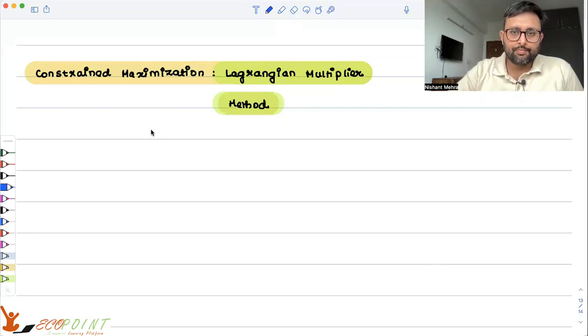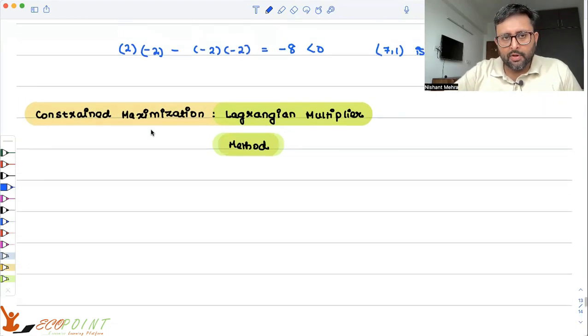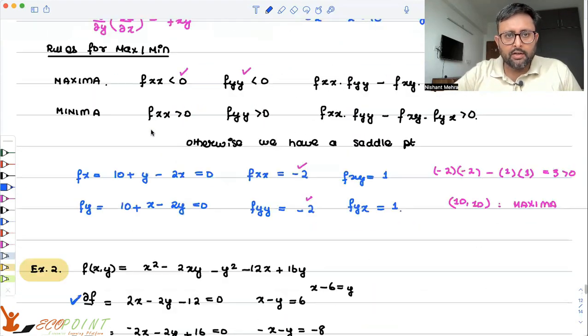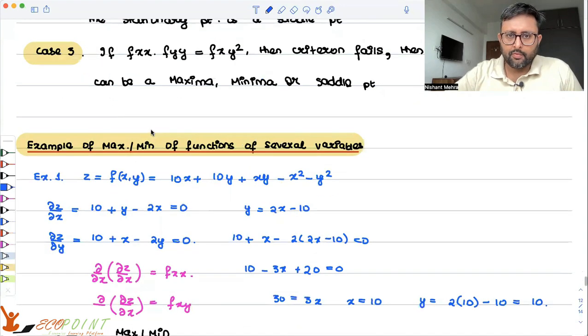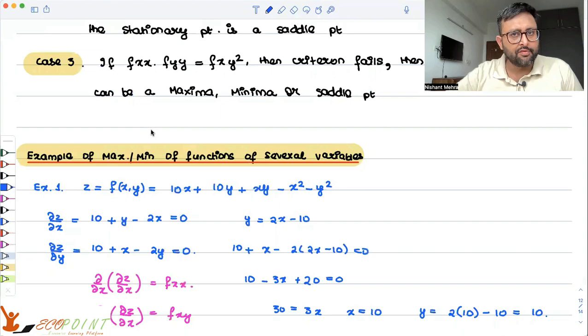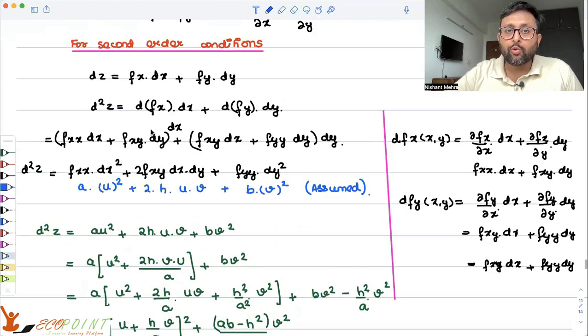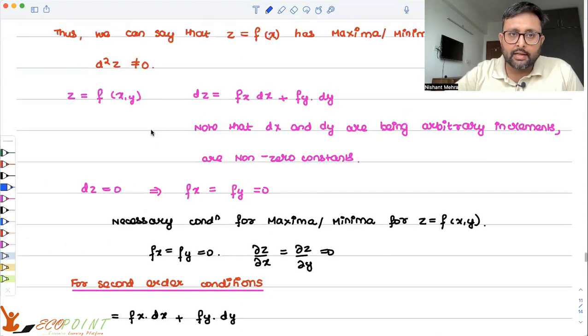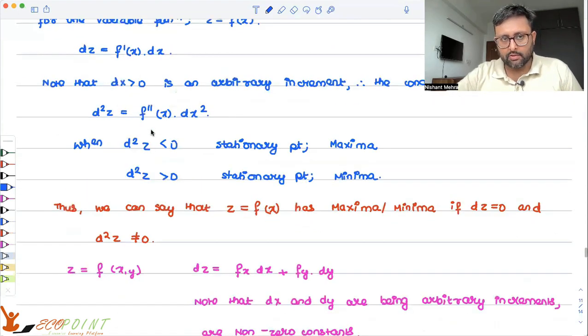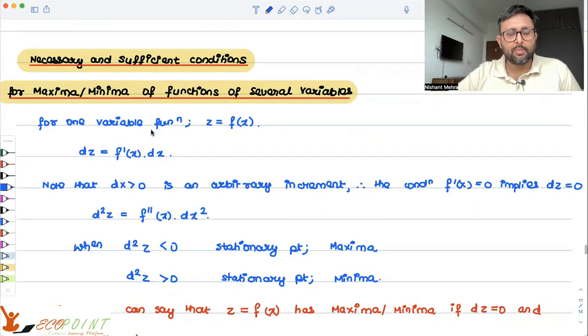Constrained maximization, Lagrange multiplier method. I should rather say constrained optimization. If you remember, we have done this last time. We have done the maxima and minima of the function of several variables. But all of this was without any constraint. That was unconstrained optimization. So we found the maxima or minima of functions of several variables without any constraint.